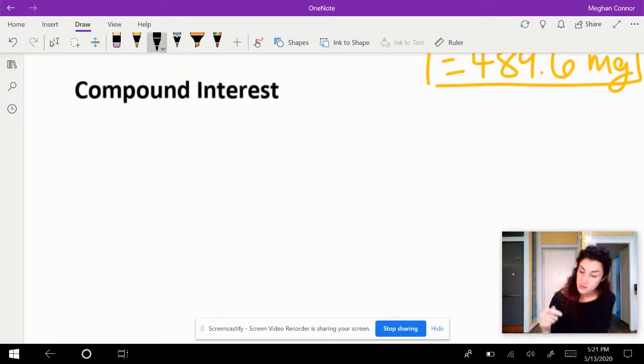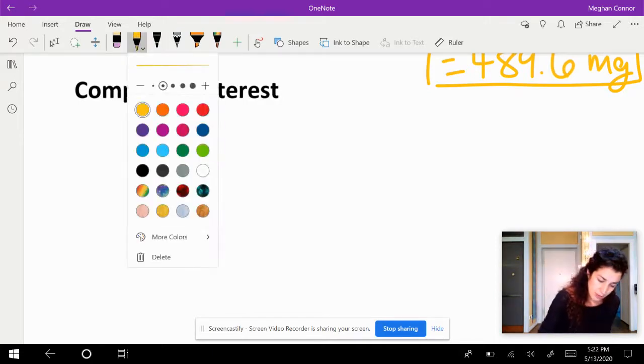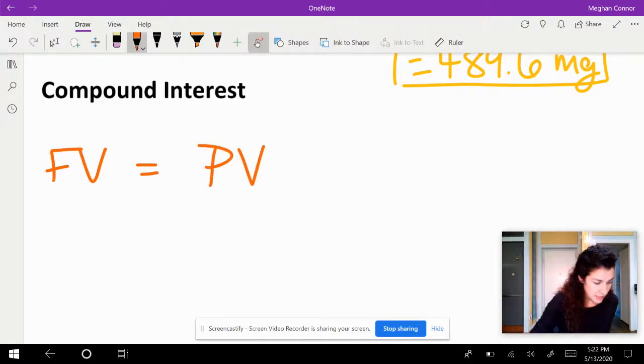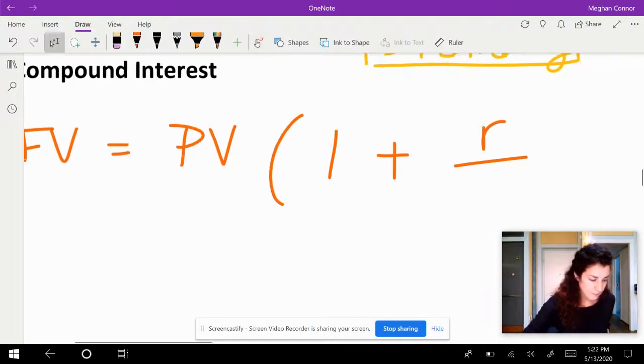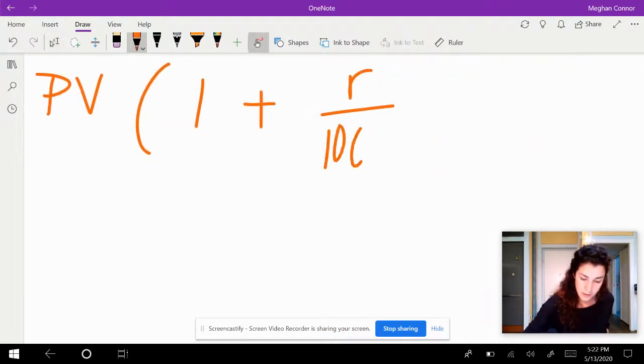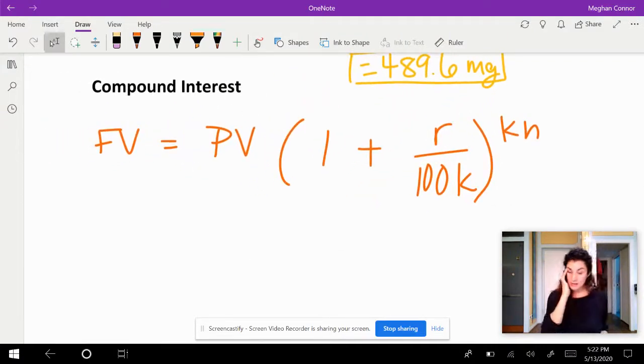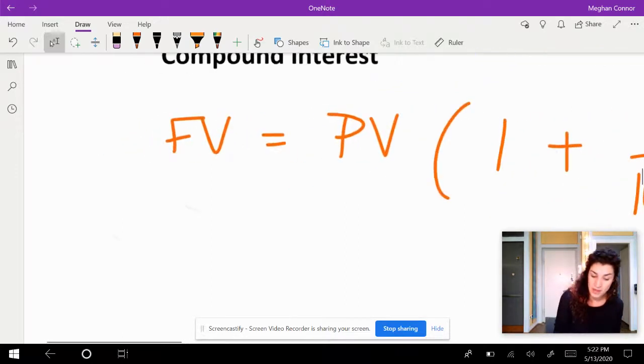Okay, so the formula is right under geometric sequences. I think it's page 3 or something like that. The formula is FV equals PV times (1 plus R over 100) to the Kn. So a pretty crazy formula. There's a lot of different things going on here. We're going to go in and define what they are.